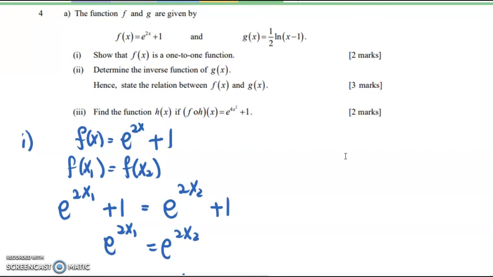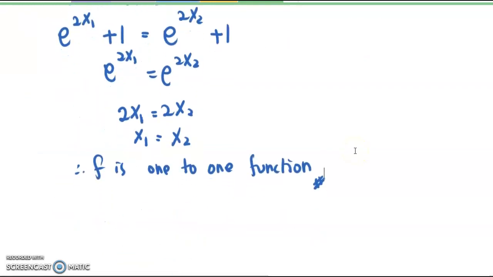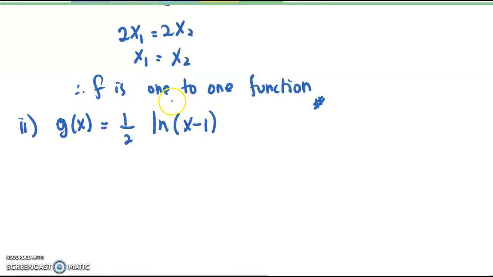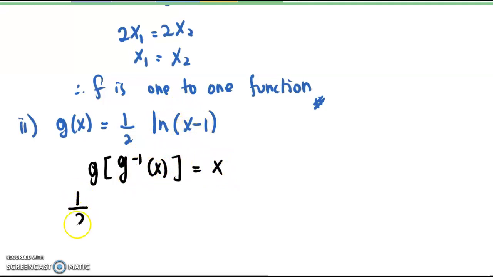Okay, determine inverse of g. So we have g(x) equals 1 over 2 ln x minus 1. Okay, sekarang nak cari inverse. Statement pertama mesti g(g inverse(x)) equals x. So we are going to sub x ini dengan g inverse. So we have 1 over 2 ln g inverse(x) minus 1 equals x.